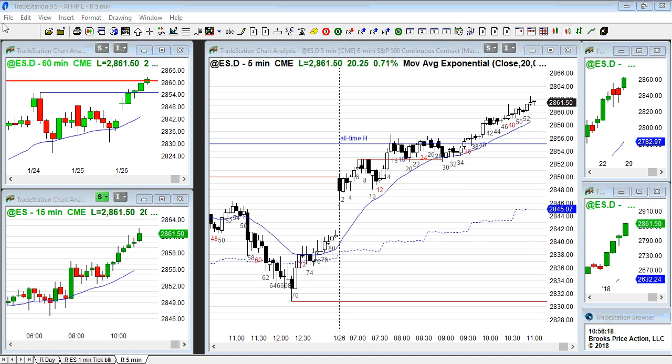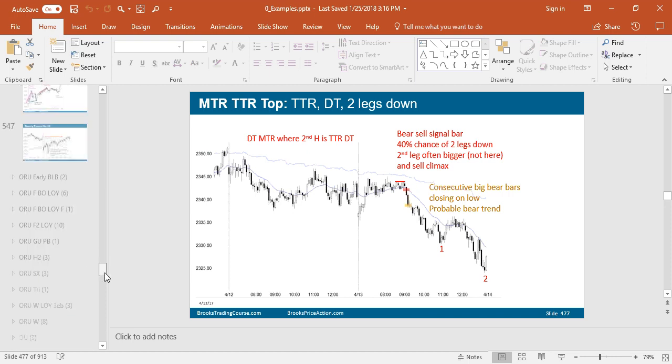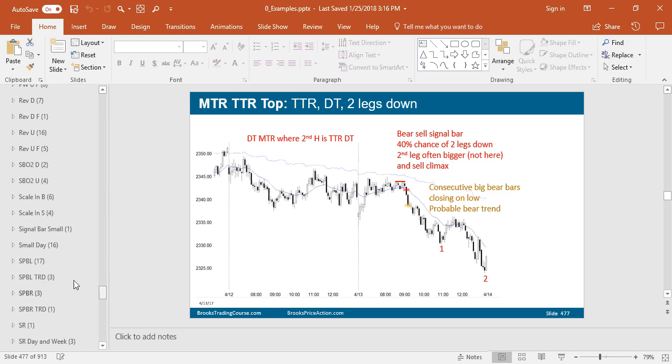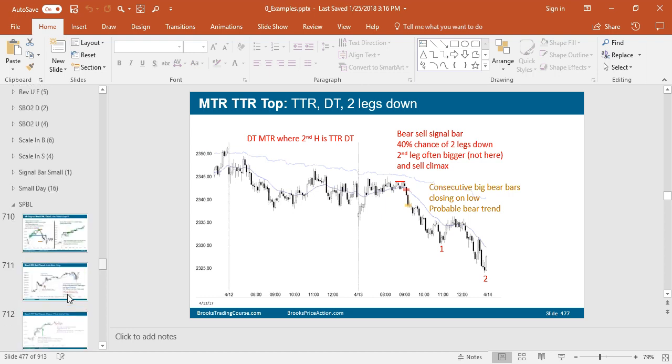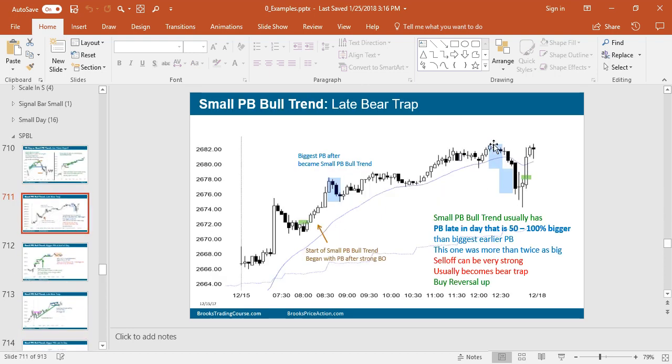Limit order bears finally made money. They sold the 47 high 1 point higher, but I still think selling is not a very good thing to do. I think it's better to just buy anything. When you get these small pullback bull trends, usually after 11 o'clock, there's a deeper pullback. I'm not expecting that, but even if you get it, usually you get a resumption of the trend.